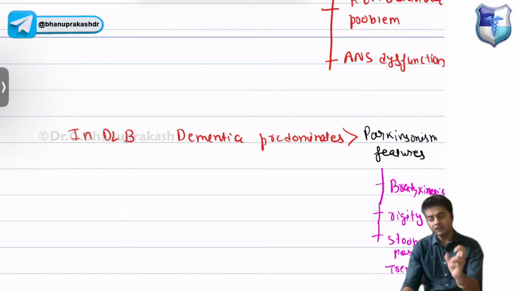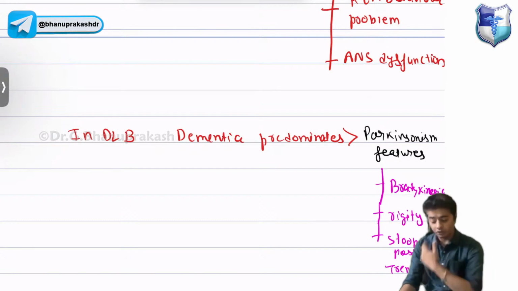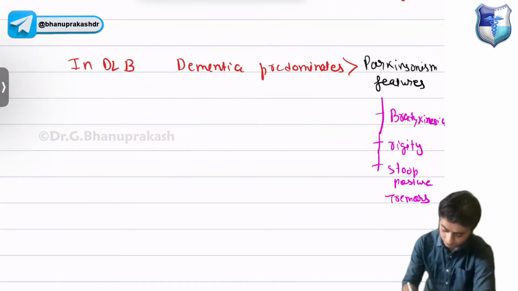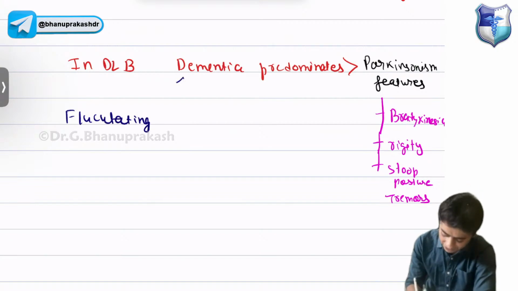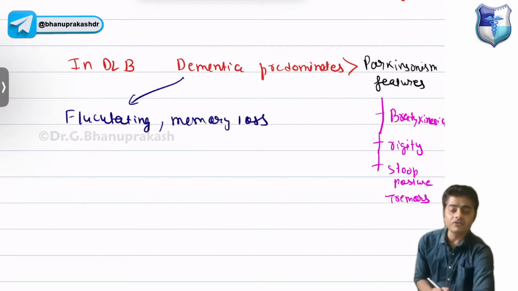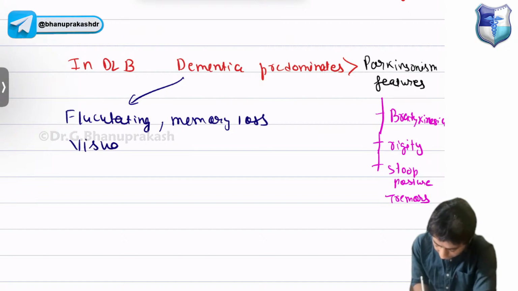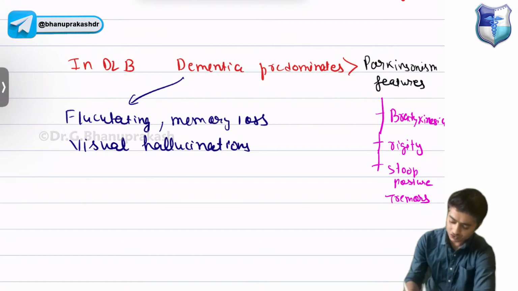But in diffuse Lewy body dementia, dementia predominates. This dementia is a fluctuating type of dementia, and there is memory loss. And the most characteristic feature is visual hallucinations.